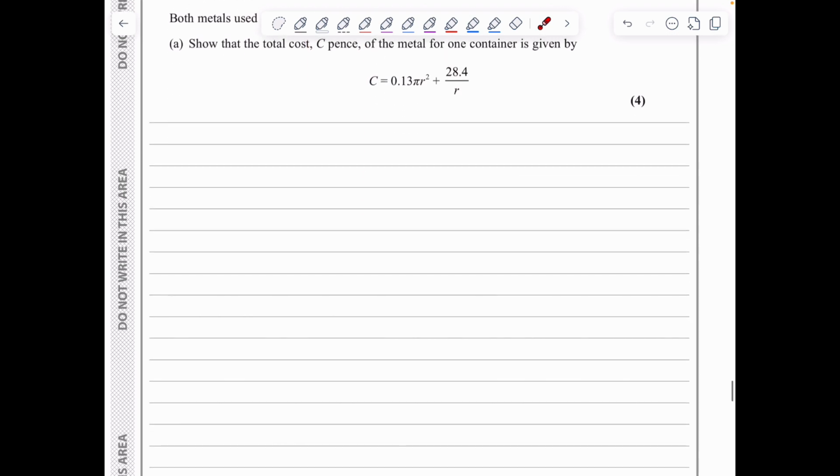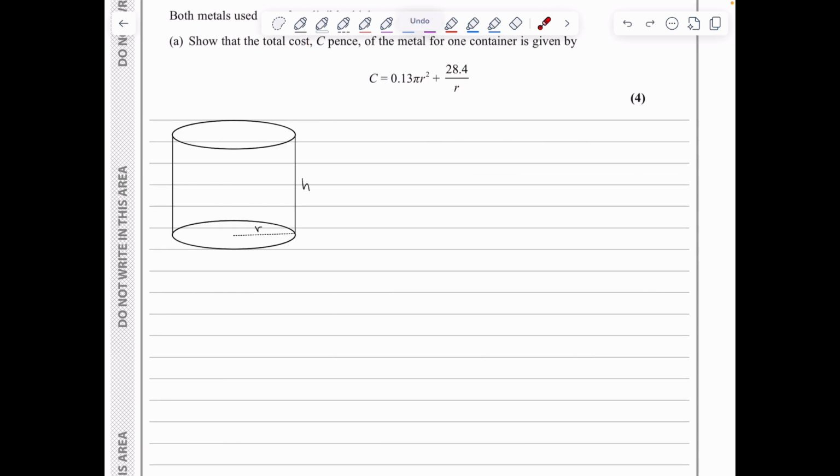So I will start by drawing a cylinder here. The height is h, the radius is r. We know that for a cylinder the volume is given by pi r squared h. We know that the volume is 355, so 355 is pi r squared h, which takes me to 355 over pi r squared being equal to h.